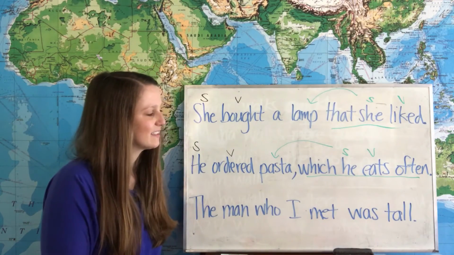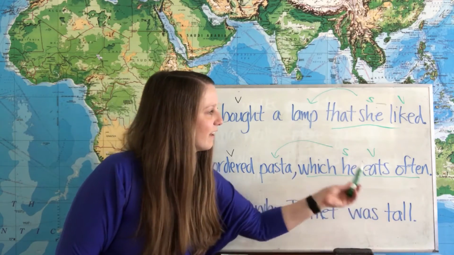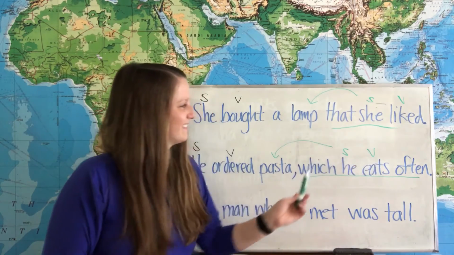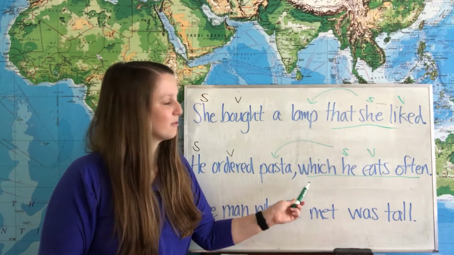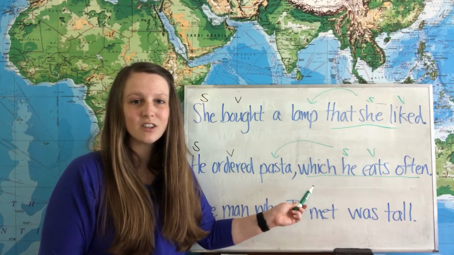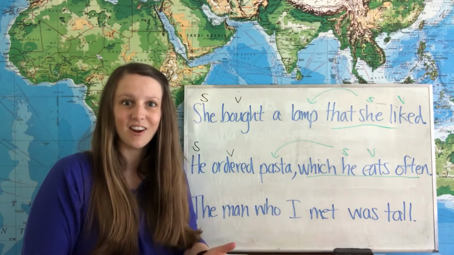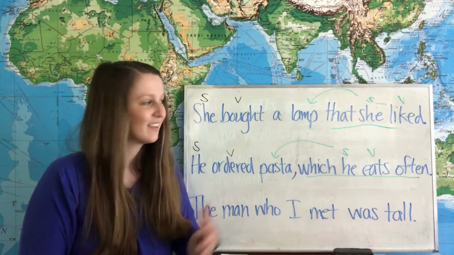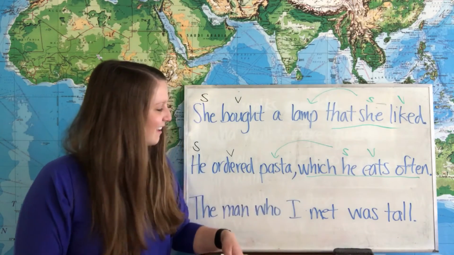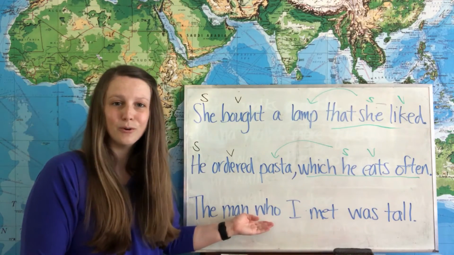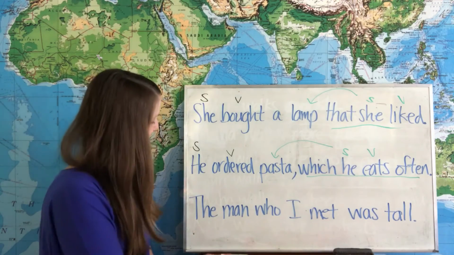You can see in these examples, we have a normal sentence, something like he eats often or she liked, with another word, like that or which. These words are called relative pronouns, and adjective clauses start with a relative pronoun. That and which are very common relative pronouns, as is who. Who is a relative pronoun. So let's look at our last sentence.